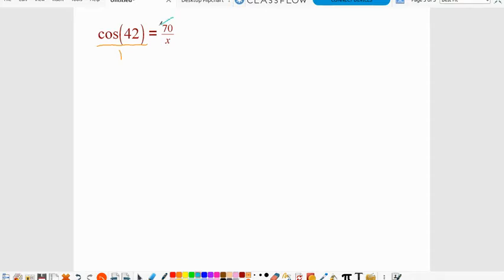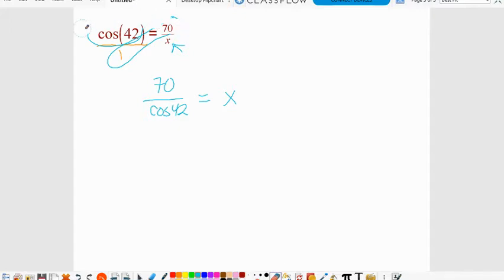We can cross multiply in the direction that does not have the variable. That gives me 1 times 70 is 70, and divide by the other number. Divided by cosine 42 equals x. When we do that, we're solving for whatever is not circled. We cross multiply in the direction that does not have the variable and divide by the other number. So x equals 70 over cosine 42.